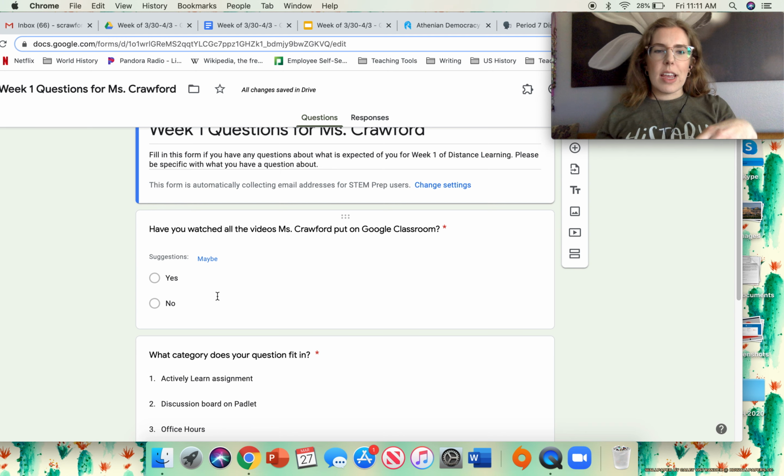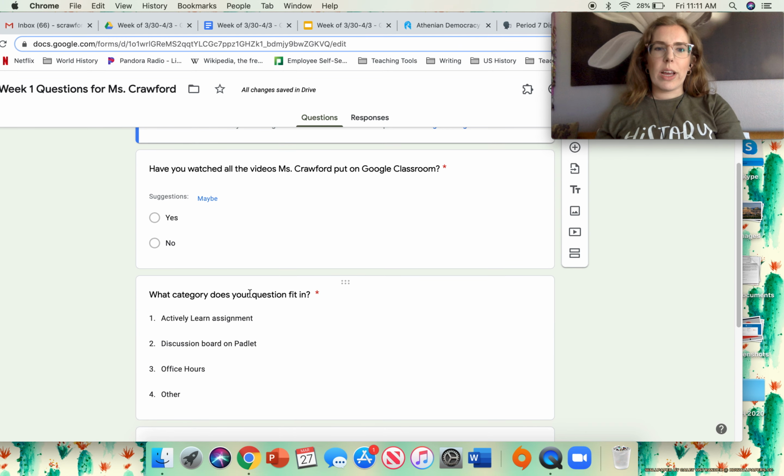So if you say yes, it moves on to what category does your question fit in. So basically, what summarizes what your question is all about. So is it about the Actively Learn assignment? Is it about the discussion board on Padlet? Is it about office hours, which we'll talk about in a second? Or is it like none of the above?